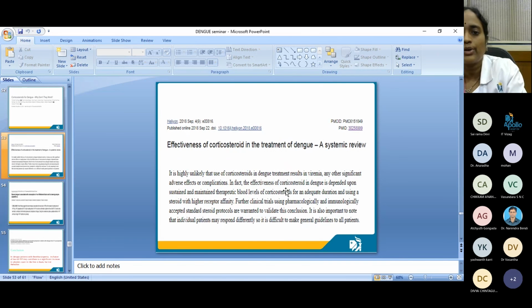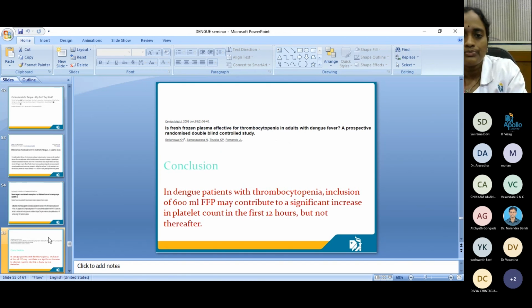So, effectiveness of corticosteroids in the treatment of dengue. This was published on September 22nd, 2018. It's a systematic review. It is highly unlikely that the use of corticosteroids in dengue treatment results in viremia, that means I'm causing more adverse reactions to my patient, and any other significant adverse effects or complications associated with the use of corticosteroids. So, is there any role? No. The answer for the role of corticosteroids in dengue is no.